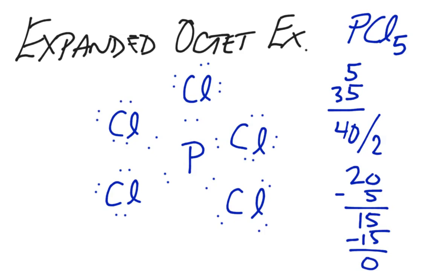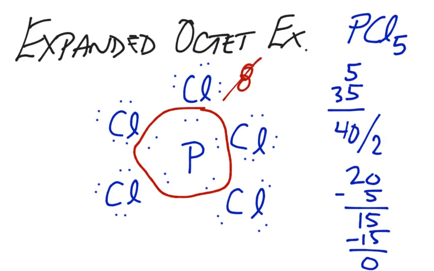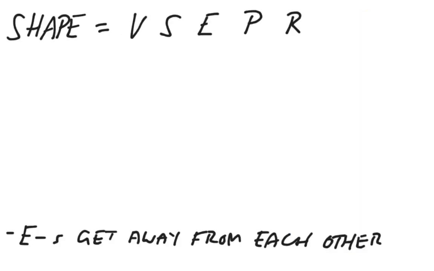But the issue lies in the fact that if you look at our central atom here, we have an expanded octet. We don't have 8, we have 10. This is a stable structure for phosphorus and for sulfur, so it's an exception that we do need to take note of.